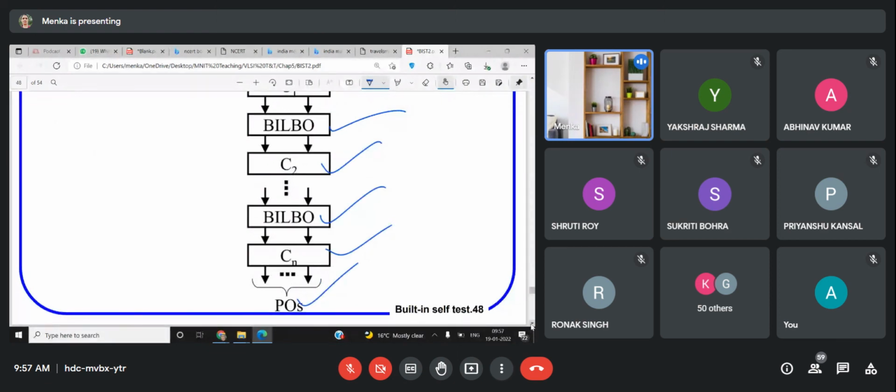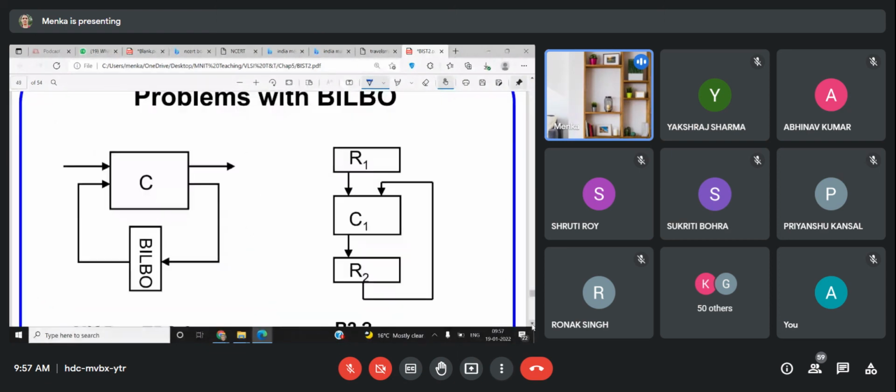What are the problems faced by Bilbo? So the problems faced by Bilbo are somewhat like this.